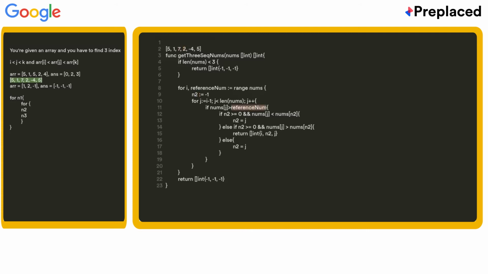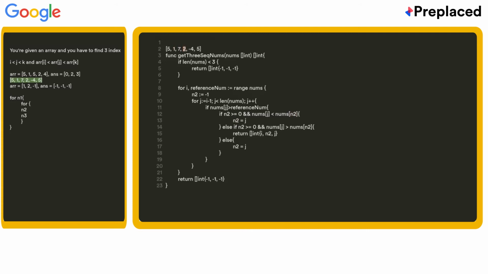Here 2 is greater than the reference number, that is 1, and n2 is greater than 0. That means we already have a second number that we need. And since it is smaller than the selected number, the index will be replaced, and now we have 1 and 3.